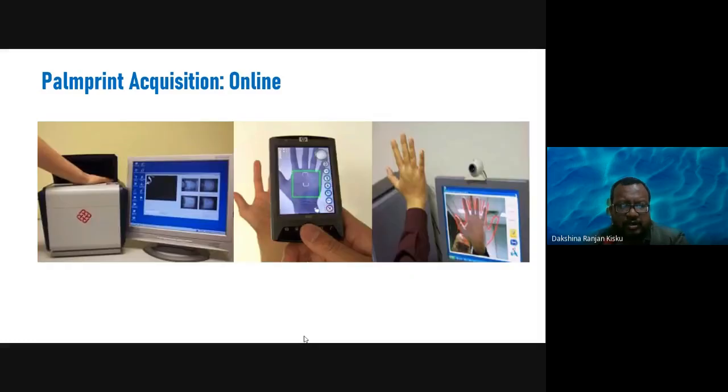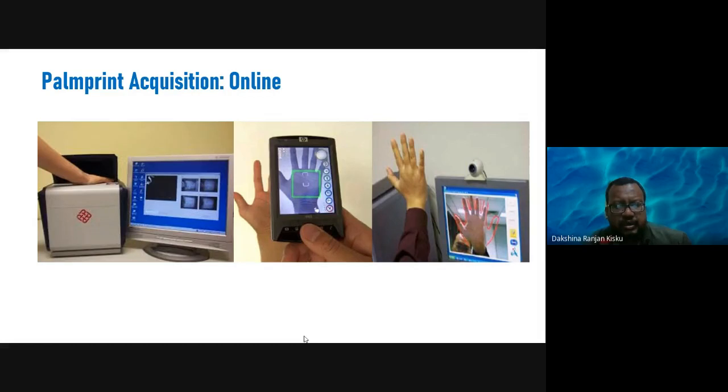Now, in the online mode of palm print acquisition systems, we can process the palm image in real time. That means during acquisition, we can place our palm in front of a camera or on a digital scanner. Then in real time, that palm print will be captured and the processing will start immediately. Processing means the pre-processing of the palm print. Then the palm print goes for feature extraction, and finally, within a fraction of a second or within a few seconds, the decision will be generated. So this is called the online palm print system.